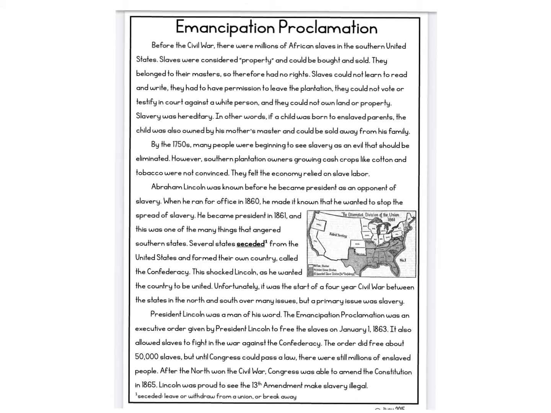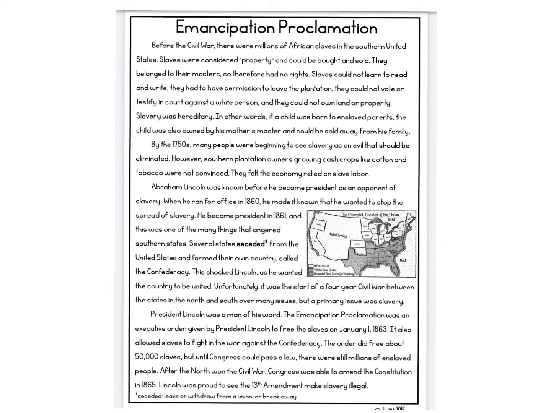Slaves could not learn to read or write. They had to have permission to leave the plantation. They could not vote or testify in court against a white person, and they could not own land or property. Slavery was hereditary. In other words, if a child was born to enslaved parents, the child was also owned by the mother's master and could be sold away from his family.